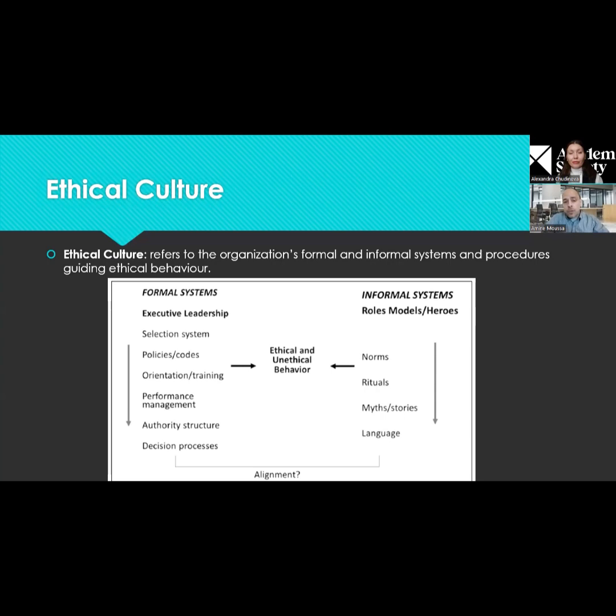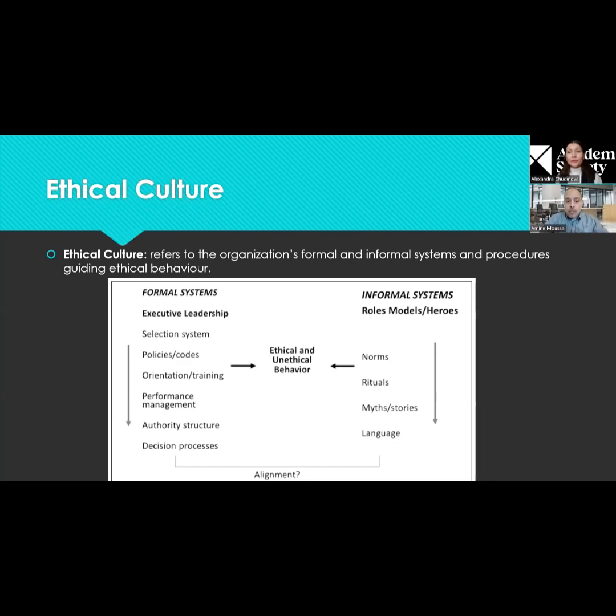If we move to the other end, the informal systems, here we're talking about the norms that are not actually written, that's why they are informal. The rituals, what we do, what we're used to doing, what we're not used to doing, what goes and what doesn't go in this work environment, the myths and the stories. Every workspace has its own stories, its own myths, its own kind of language, the technical language, the slang that they use, the way they communicate. All this forms the informal system.